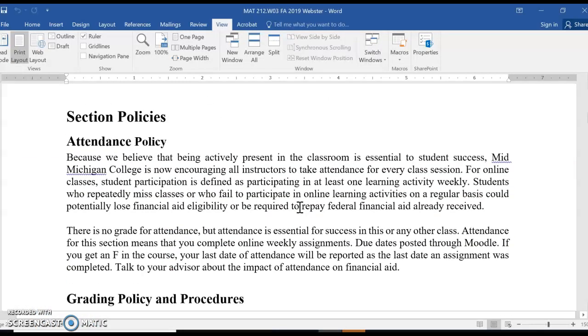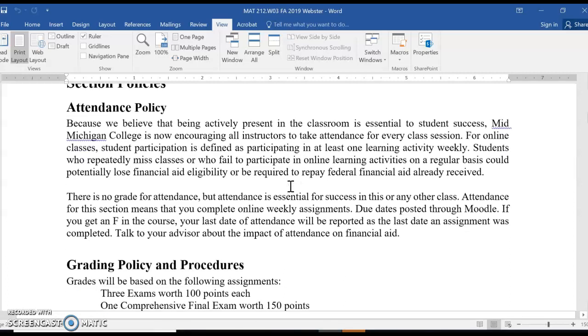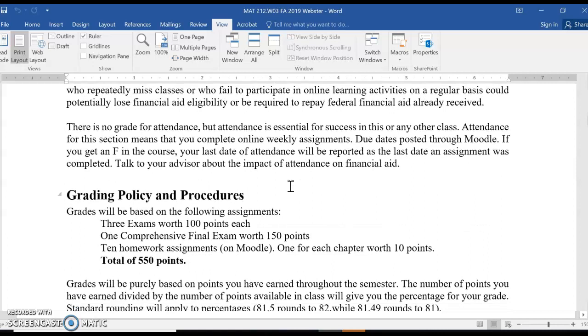Now, here's what everybody's always interested in, attendance and grading. You can see the Mid-Michigan College attendance policy right there. Now, as far as grading goes, I don't give a grade for attendance, but you do have to attend every week. Now, as far as attendance goes, it's a little bit different in an online section. In an online section, that means you have to complete some sort of a learning activity every week.